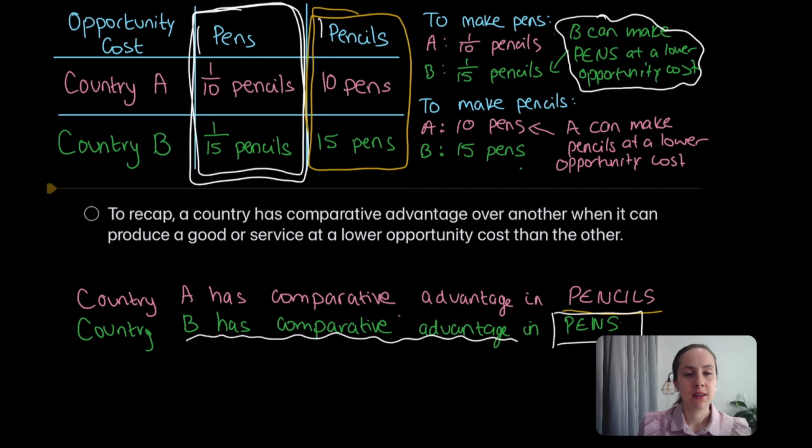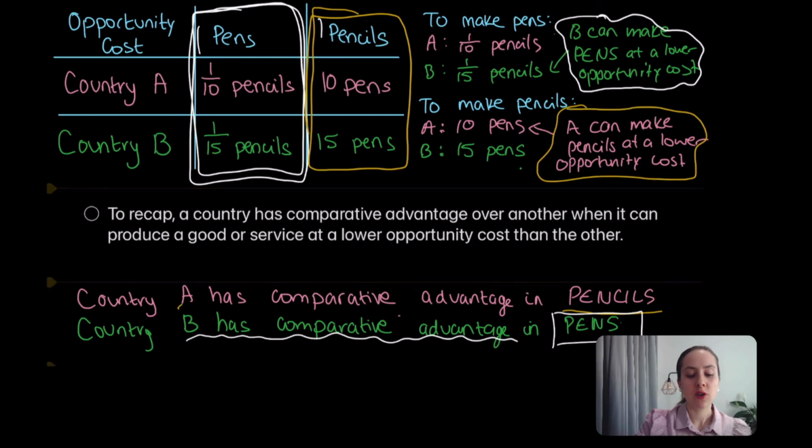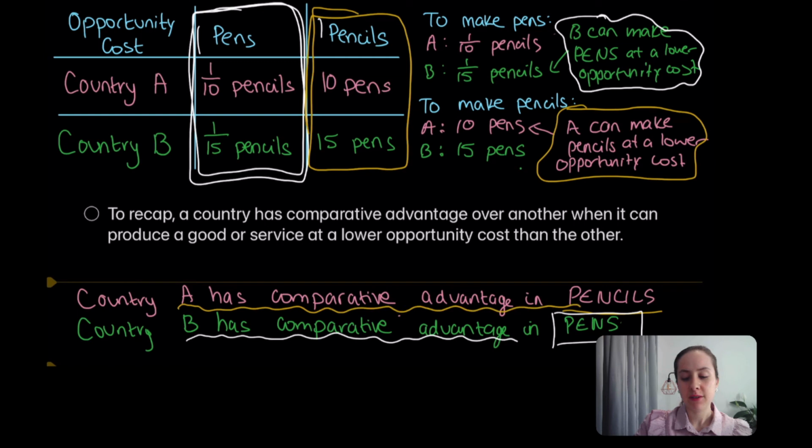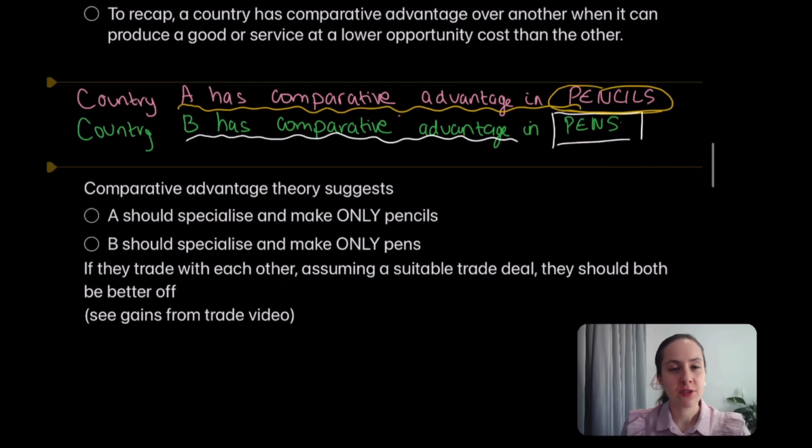And then let's repeat for the other good, for pencils. So to make a pencil, country A loses out on 10 pens and country B loses out on 15 pens. As a result, country A sacrifices fewer pens. So A can make pencils at a lower opportunity cost, and so we say A has comparative advantage in pencils compared to country B. And that is how you calculate opportunity cost.